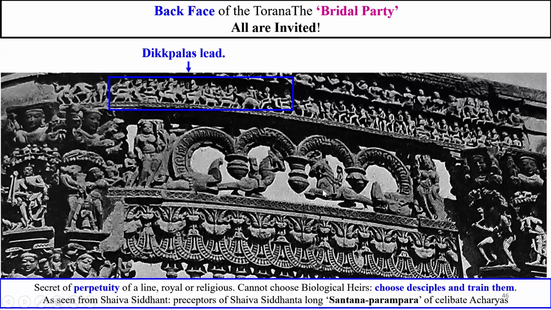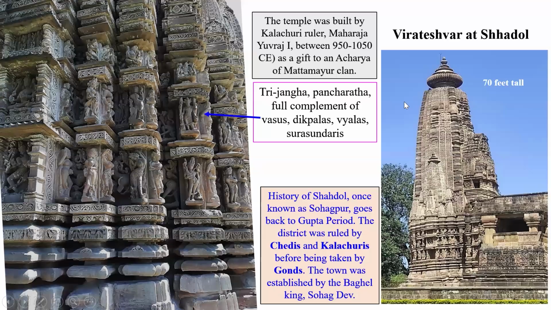And it so happens that in this case, they were Rajagurus, so that you have a lineage of the kings, and parallel to that, you have the lineage of the Rajagurus, Santana. What we can glean from this is that the secret of perpetuity of a line, whether it is a royal line or a religious line, is not dictated by the biological heirs. You have to choose the disciple, train them, and then they become worthy of propagating the same Santana Parampara. That brings me to another temple, which is Virateshwar at Shahdol.